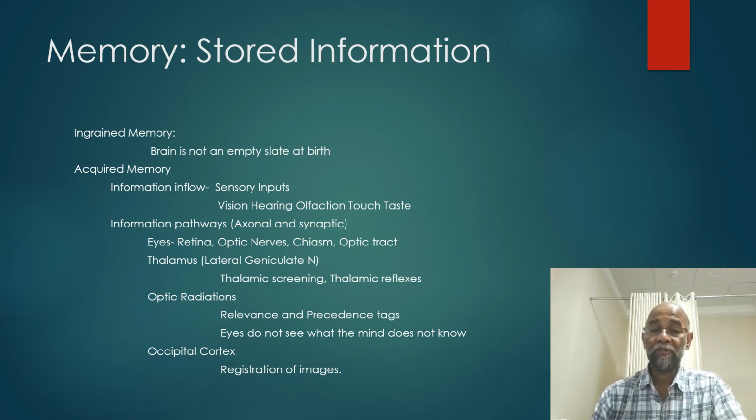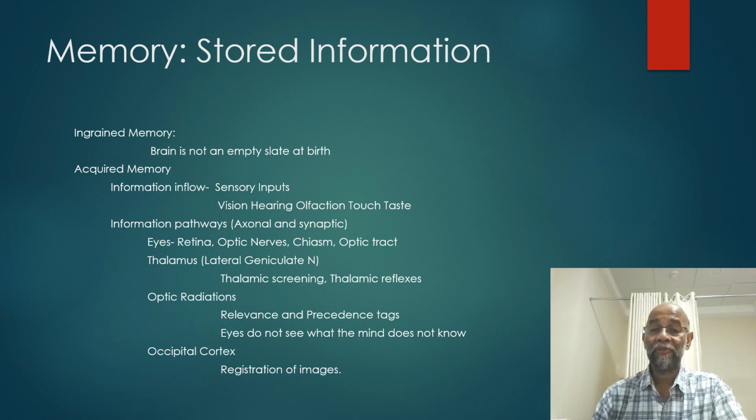Humans are visually dominant. The retina of the eyes receive images transferred back through the optic nerves. Exchange of information of the two optic nerves at the chiasm, and then the optic tracts, which continue on to the thalamus, to the lateral geniculate nucleus. At the level of the thalamus, there is no perception of vision. However, there is a thalamic screening, and hazard reflexes are identified and implemented.